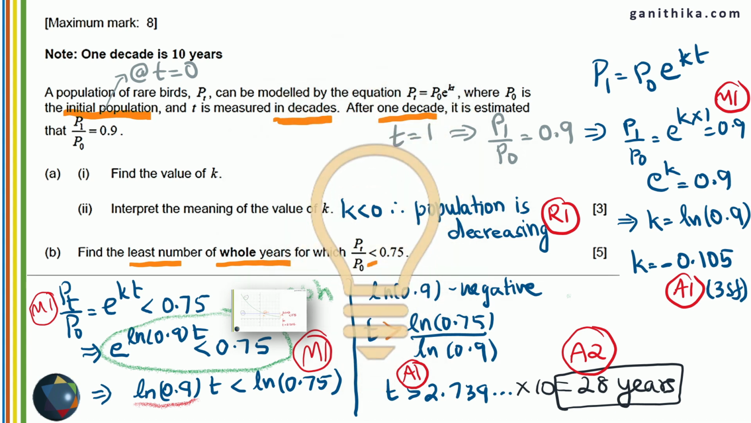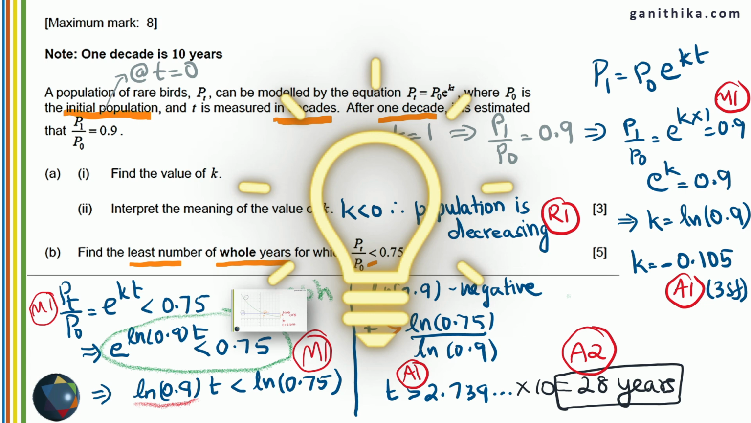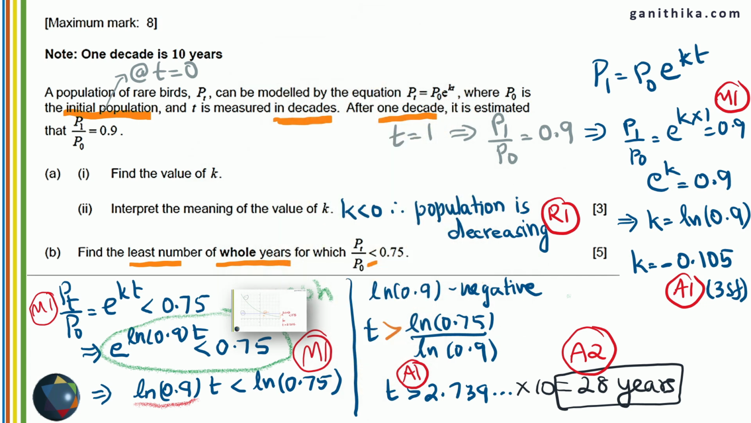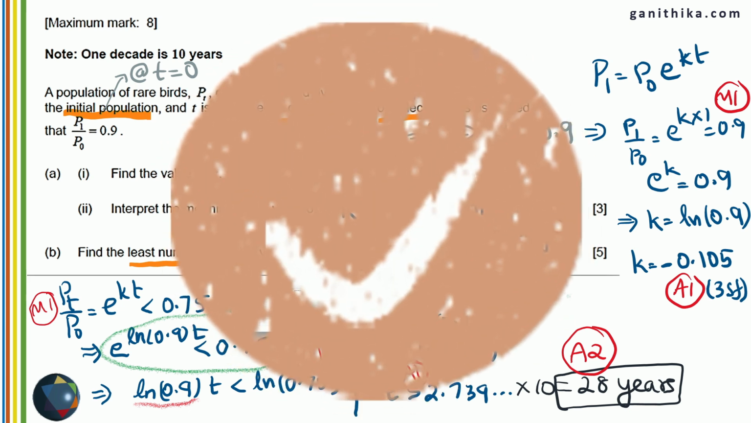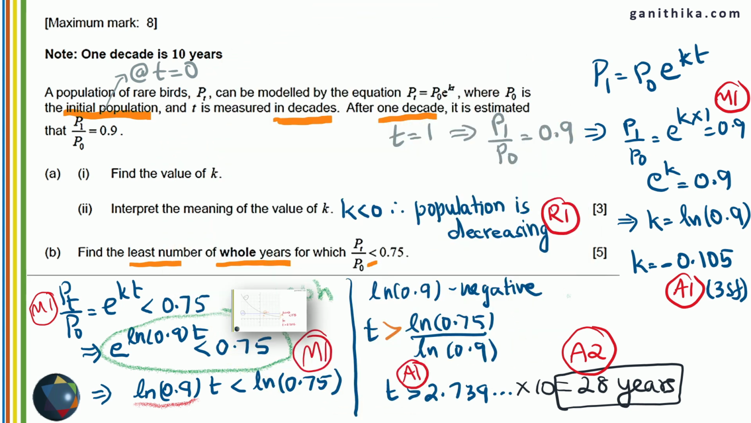If you don't do this last step, you will be losing both the marks for A2 there. So be careful. It is given in decades, but your answers should be in whole years. You have to multiply the final answer that you get from the calculator by 10 and give the correct answer for those A2 marks. Otherwise, you will be losing 2 out of 5 marks for question B here.